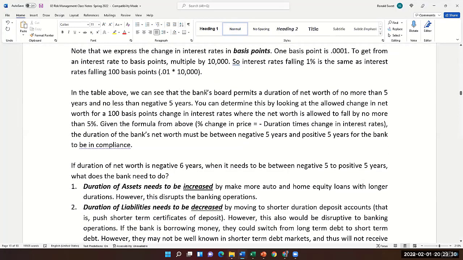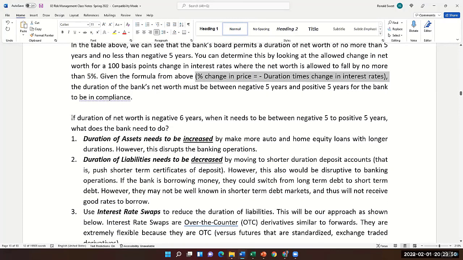So in the table above, we can see that the bank's board permits a duration of net worth of no more than 5 years and no less than -5 years. You can determine this by looking at the allowed change in net worth at 100 basis points. Given the formula, percentage change in price or net worth or whatever is minus duration times the change in rates. If duration of net worth is -6 years, when it needs to be between -5 and +5, what does the bank do? Here, the duration of net worth is too low.